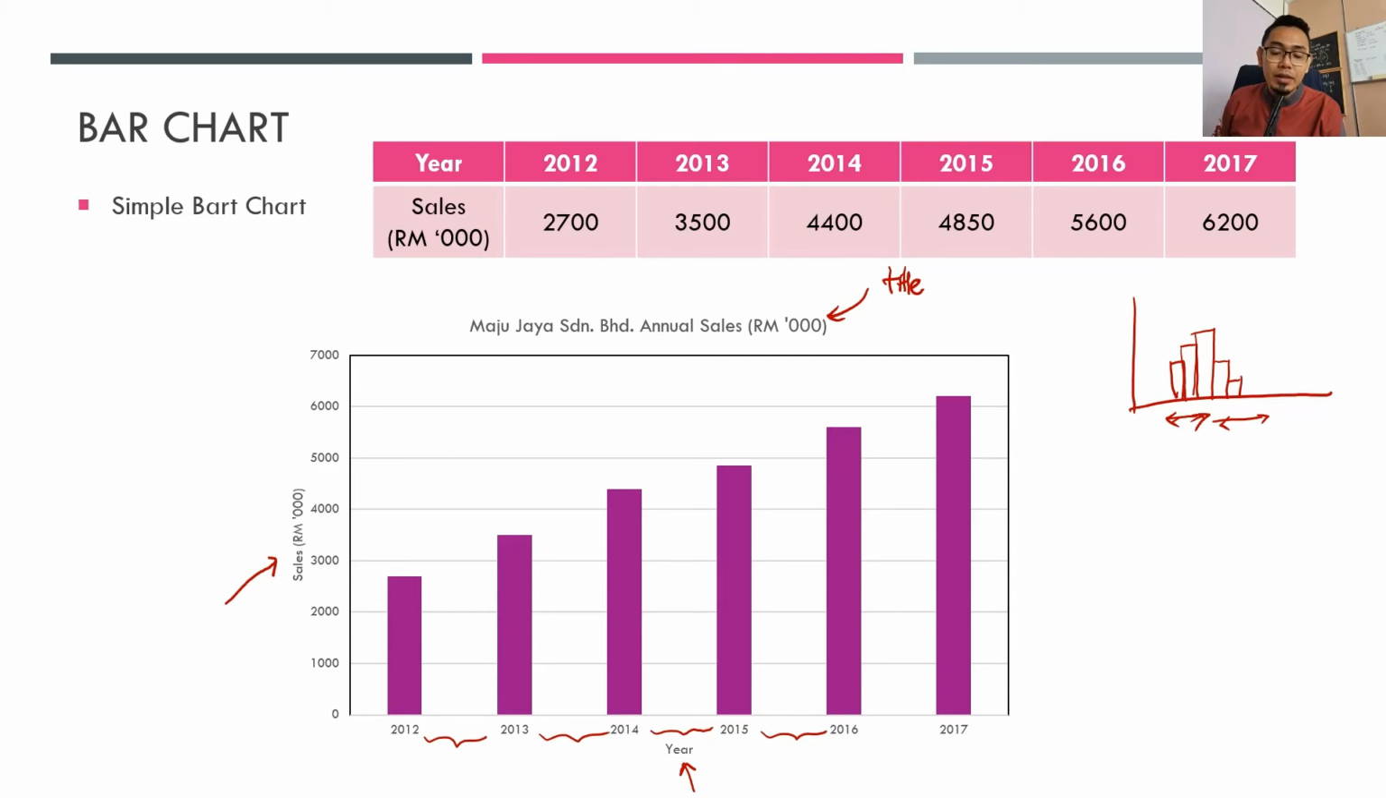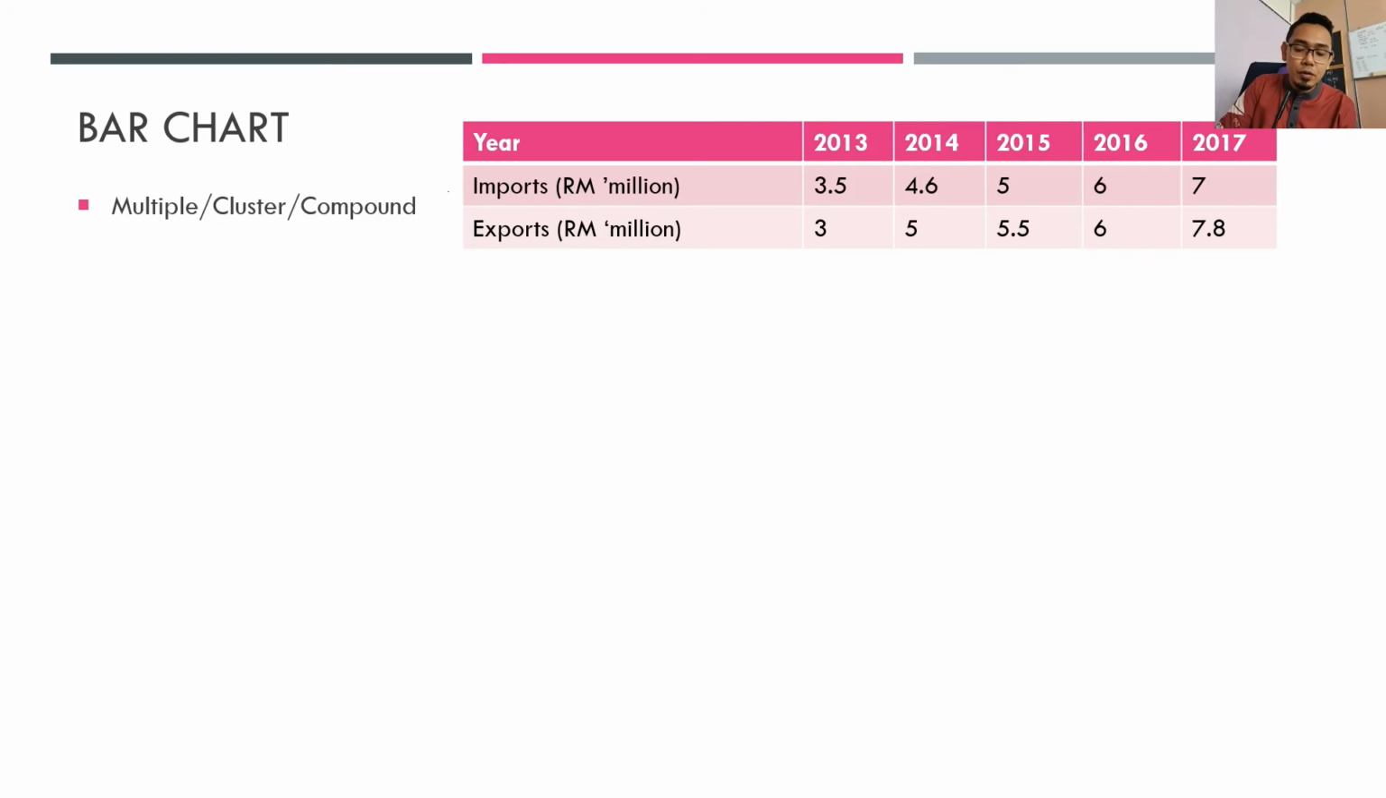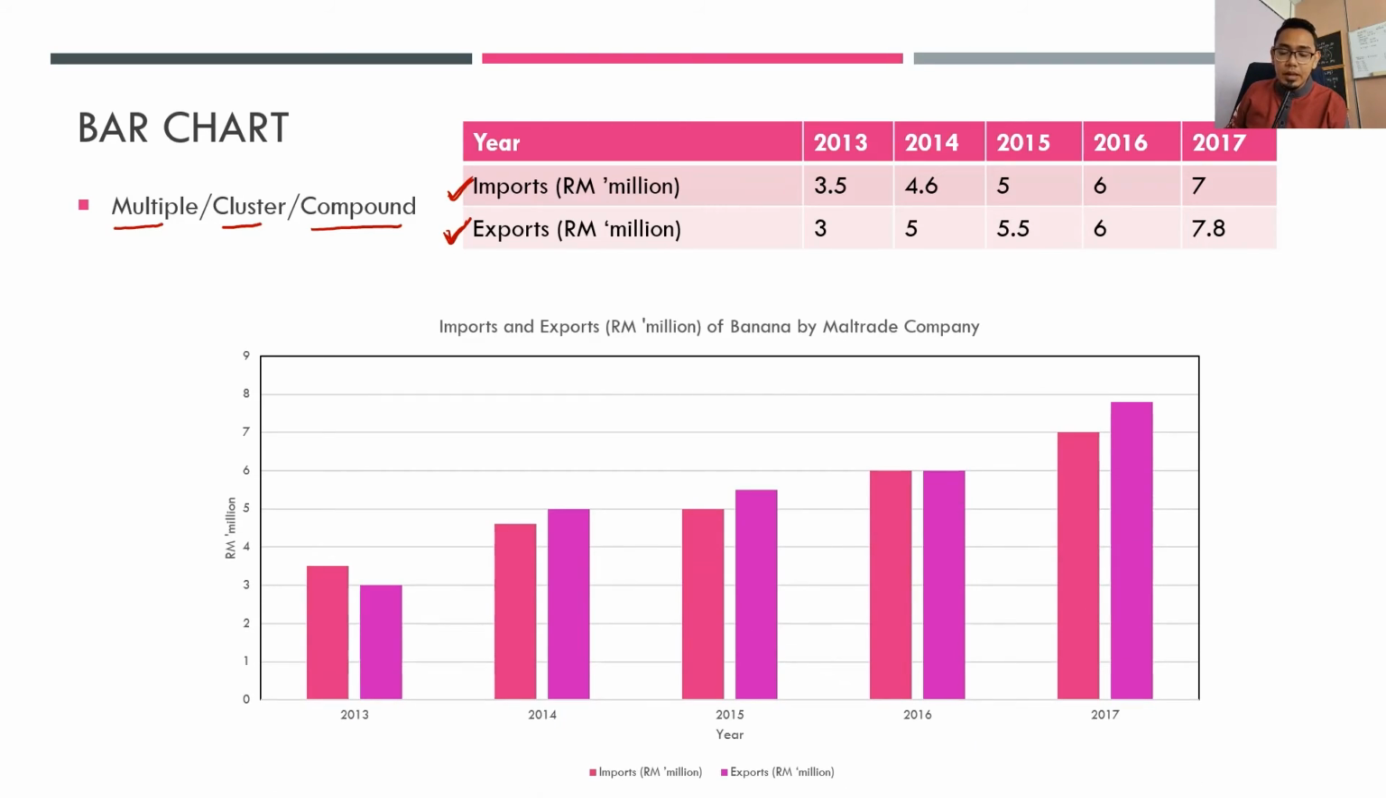So what if you have 2 variables or more? Suppose, in this case, we want to see the imports and exports. You cannot use the simple bar chart, but what you have to use is actually the multiple bar chart. Sometimes the name is multiple bar chart, cluster bar chart, or compound bar chart. Why? Because we have two or more variables, two or more components there. So we have something like this.